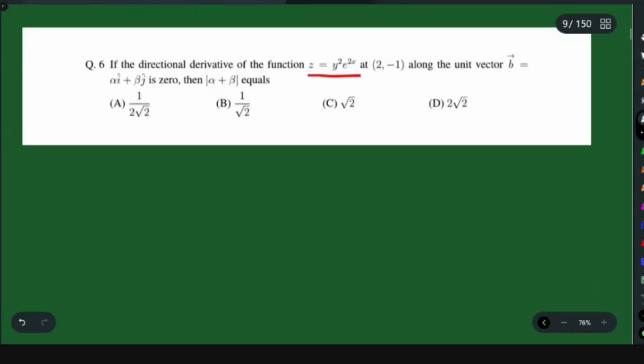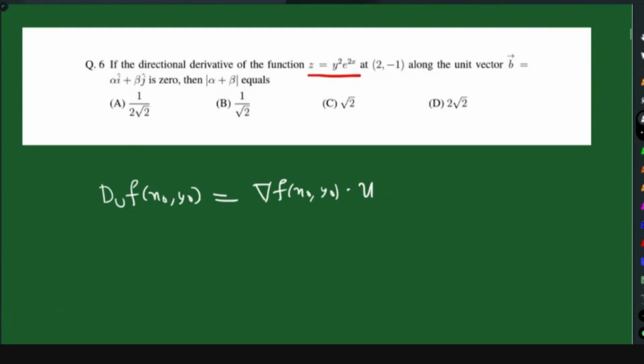So let me recall. What is the directional derivative? D_u f at (x naught, y naught) is the directional derivative that you can write as del f of (x naught, y naught) dot u, if f is differentiable. But here you can see the component functions are very nice. Here f(x, y) is y square into e raised to 2x. So there is no trouble to talk about the differentiability.